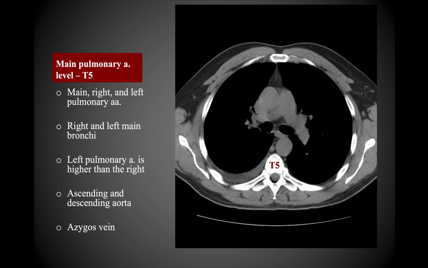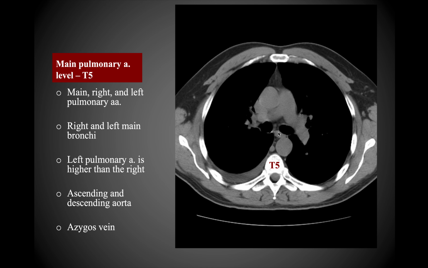The next level is the main pulmonary artery level, which is located at the T5 vertebral level. At this level, some of the key structures that you want to make out include the main pulmonary artery or the pulmonic trunk. You can see that located right here, right before it branches into the right and left pulmonary arteries. Hence the name main pulmonary artery level, because it's where you can see the pulmonic trunk bifurcating into its right and left pulmonary branches.